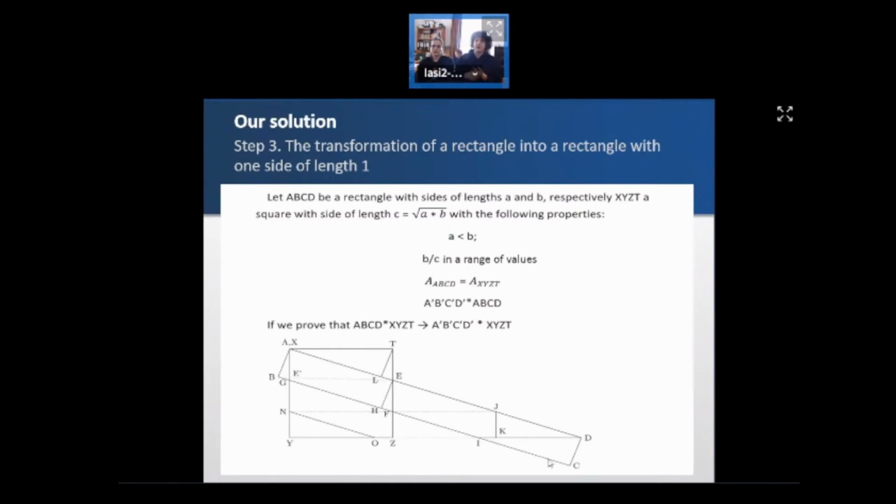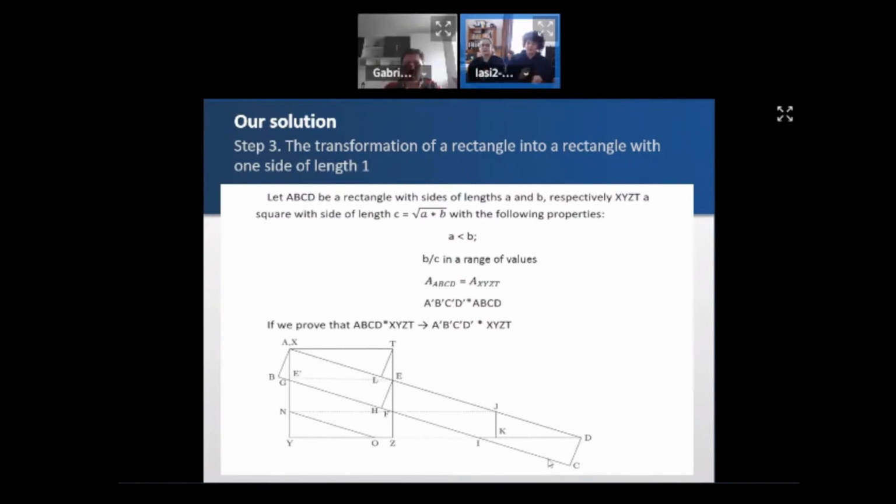If the ratio is not in that range of values, it will either not work with this method or be a lot more complicated. But we can use some simple transformations to modify B while C remains constant. And ABCD is that rectangle with side lengths A and B that respects all these properties. And we split both the square and the rectangles into different polygons.